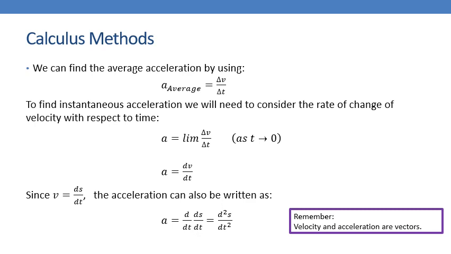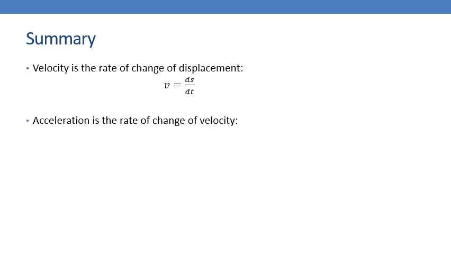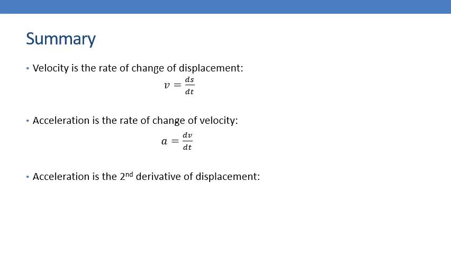Remember that velocity, acceleration and displacement are vectors. So let's summarize our three notations there. Velocity is the rate of change of displacement. We can write that mathematically as v equals ds by dt. Acceleration is the rate of change of velocity. We can write that as a equals dv by dt. And acceleration is the second derivative of the displacement, which means a equals d2s by dt squared.